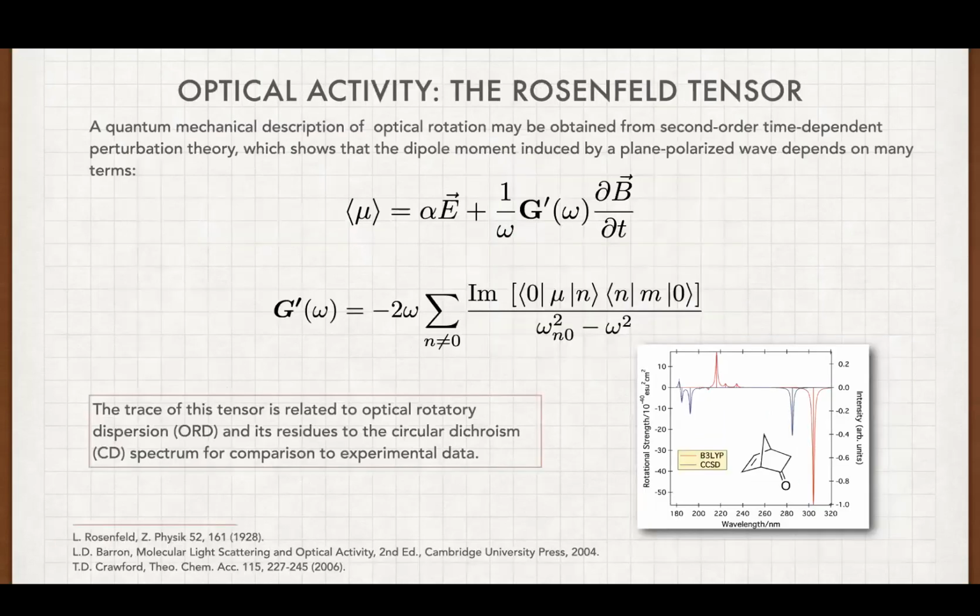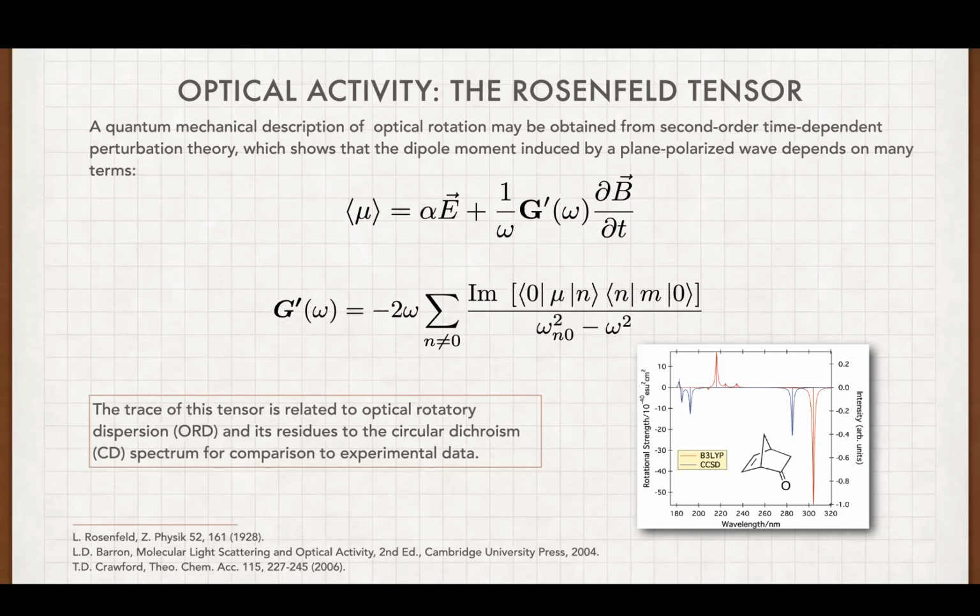So central to these is the Rosenfeld optical activity tensor, as it's often referred to. When we tell students about induced dipole moments, when we're teaching this in undergraduate physical chemistry or in general chemistry, we always tell them about how dipole moments can be induced in molecules by external electric fields. What we don't tell them about are lots of other terms that can also induce dipole moments.